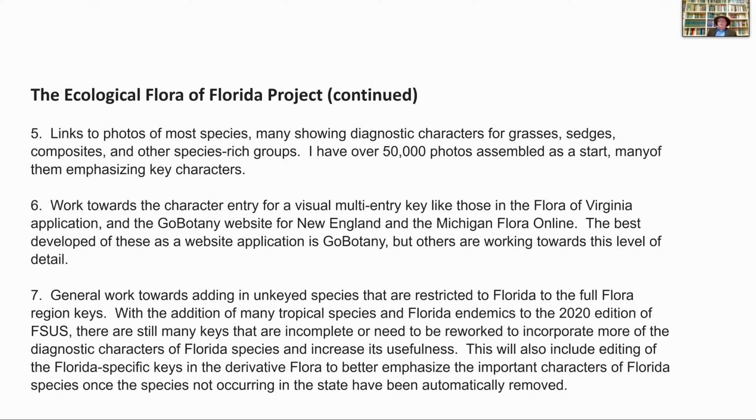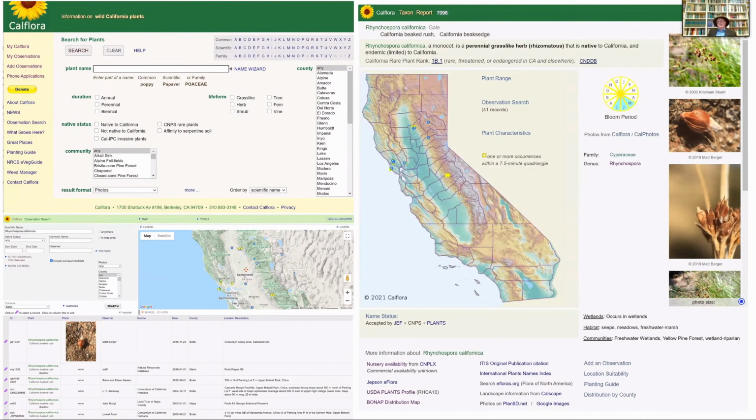Eventually, once all this information is gathered and entered, we can work towards a multi-entry key, a visual key, which I will show some examples of. And then we'll also be working on expanding the keys and identification characters of the species so that we can actually have a better way of identifying and understanding what species we have in a particular area. Some states and regions have done this quite thoroughly.